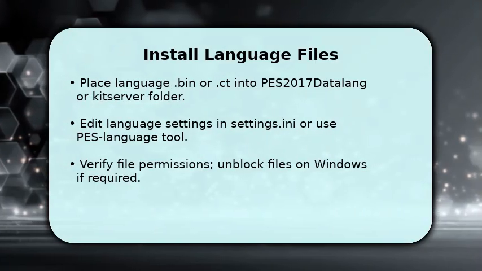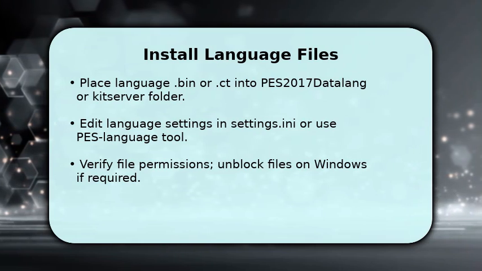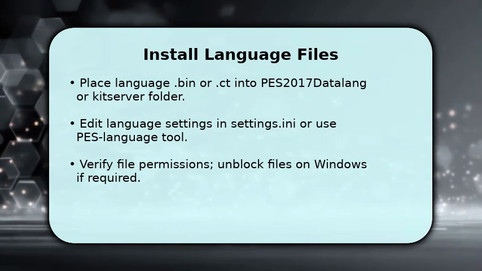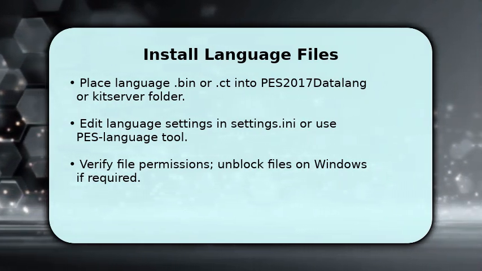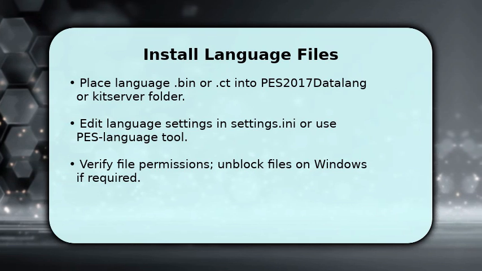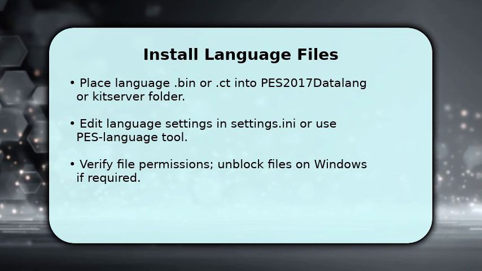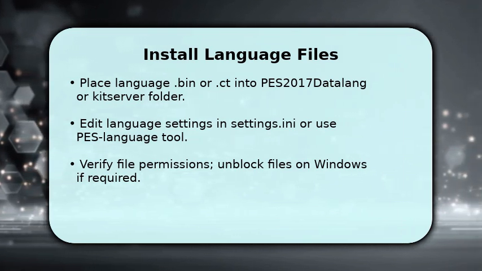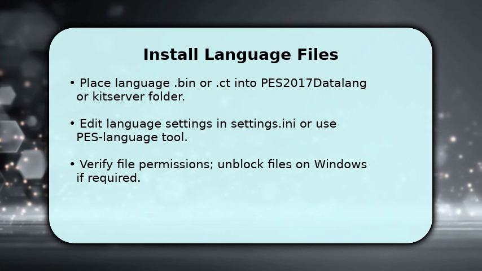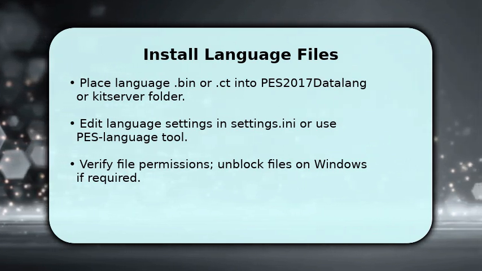You now install the English files into the correct folders. Copy the bin or CT language file into PES 2017 /data /lang or the kit server /locale folder depending on your mod setup. Once done, open Settings.ini or the language utility inside your mod manager and select English as primary.